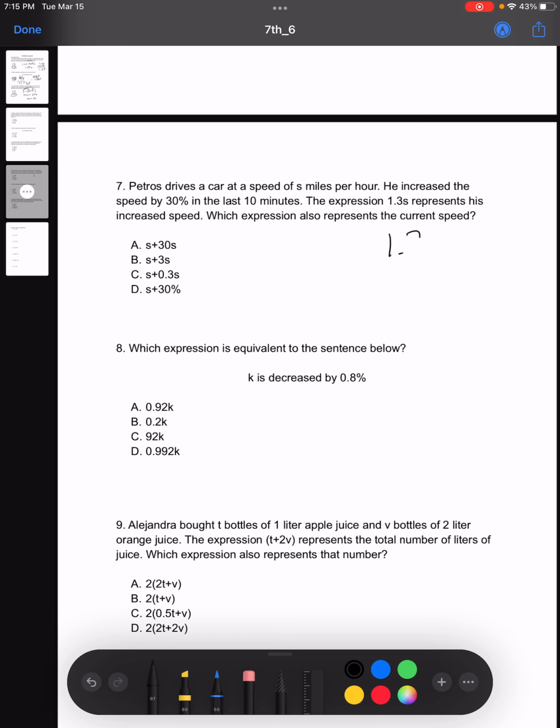Well, we have 1.3S, and we want to find an equivalent expression that also means the same thing. Let's go ahead and look at our answer choices. If we look at A, we have S plus 30S. Well, this really simplifies. Remember that there is always a coefficient of 1 in any standalone variable. So if we have an X, we'll always have a coefficient of 1. Knowing this, we can easily rewrite this expression as 31S. 31S does not equal 1.3S, so we know for a fact that A cannot be the answer.